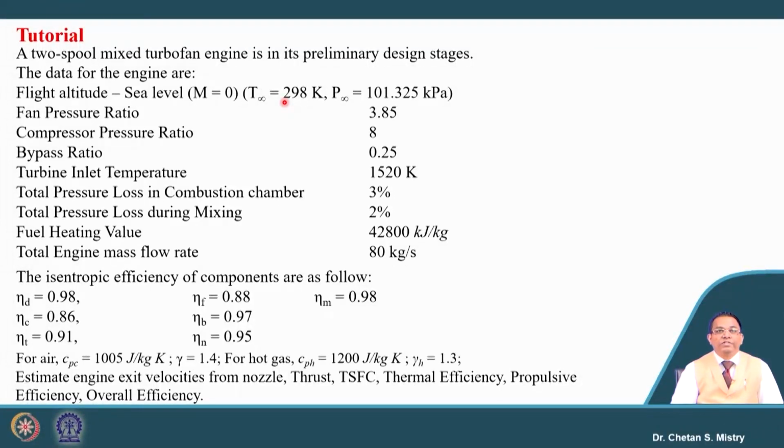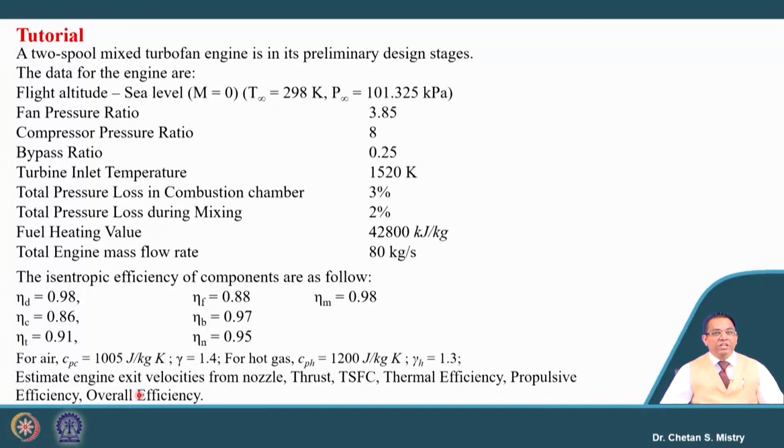Total pressure loss in the combustion chamber is 3%. Total pressure loss during the mixing process is 2%. The heating value for the fuel is 42,800 kilojoule per kg. The total engine mass flow rate is 80 kg per second. The isentropic efficiencies for the different components are 98% for the diffuser, for the fan it is 88%, for the compressor it is 86%, for the combustion chamber the efficiency is 97%, for the turbine the efficiency is 91%, for the nozzle the efficiency is 95%, and take mechanical efficiency to be 98%.